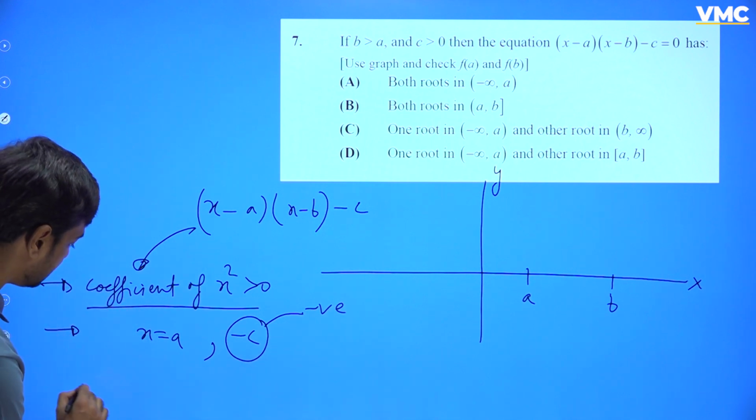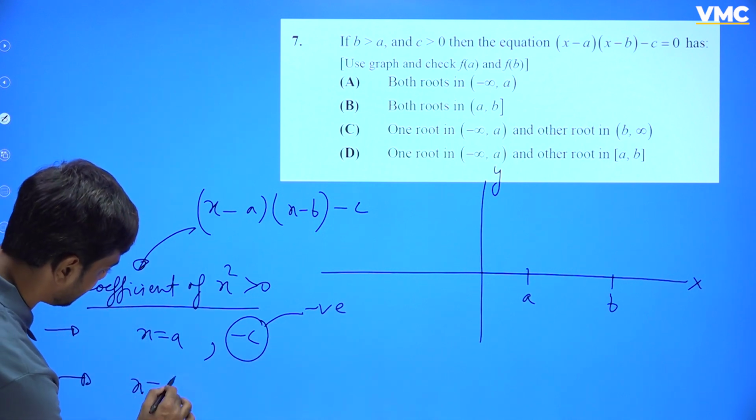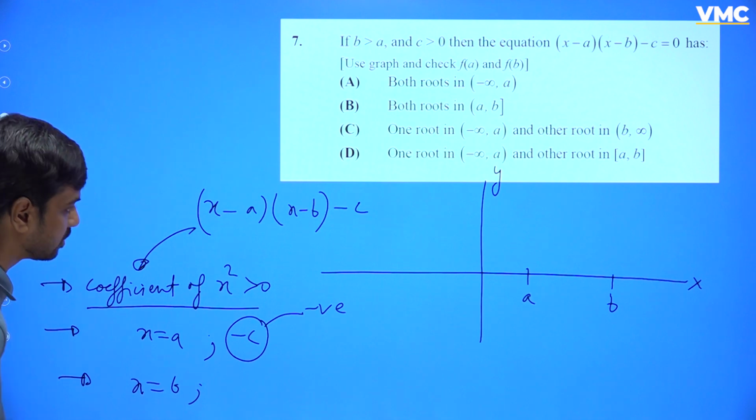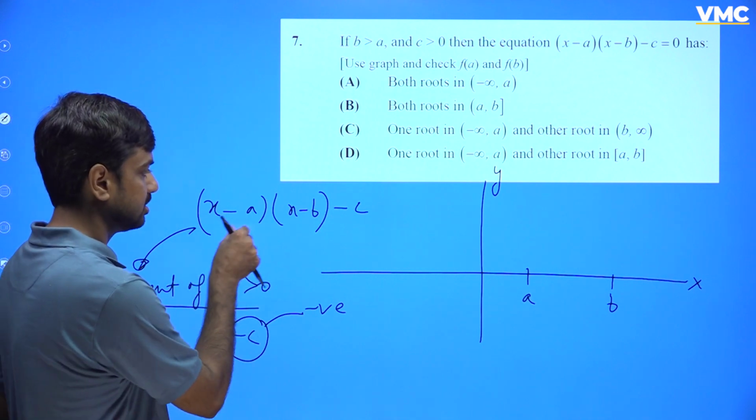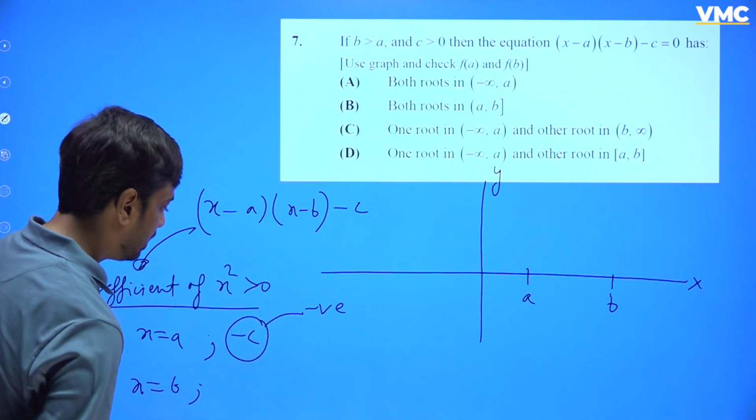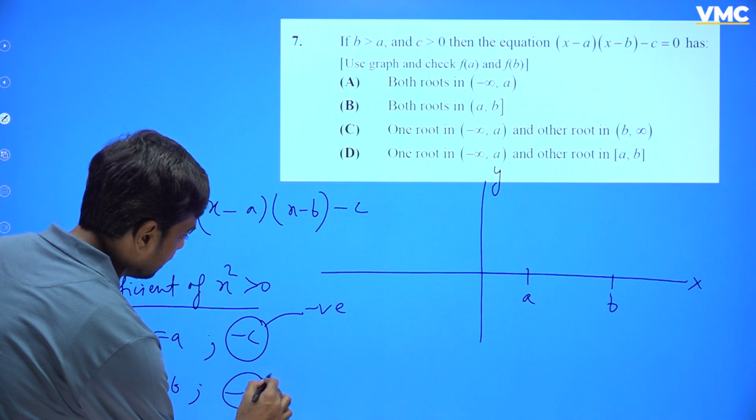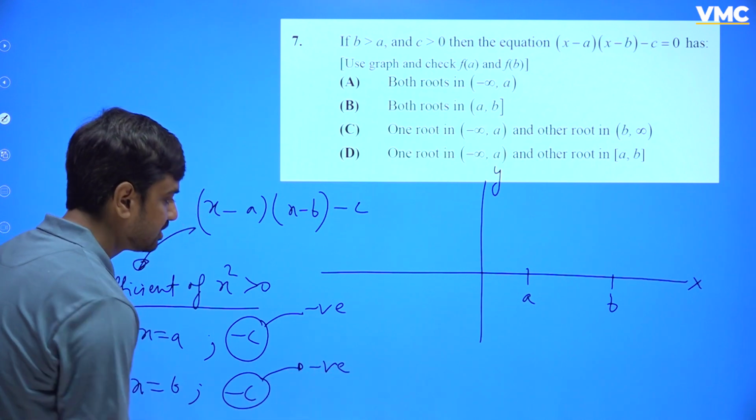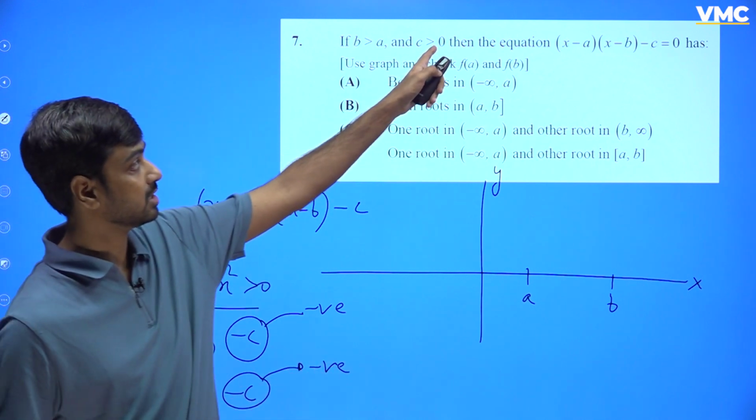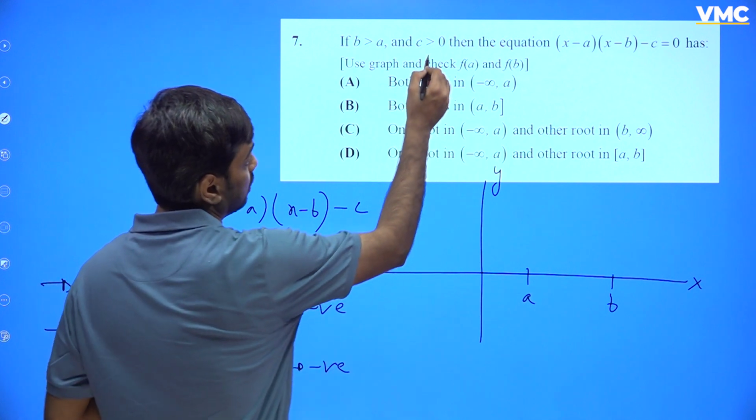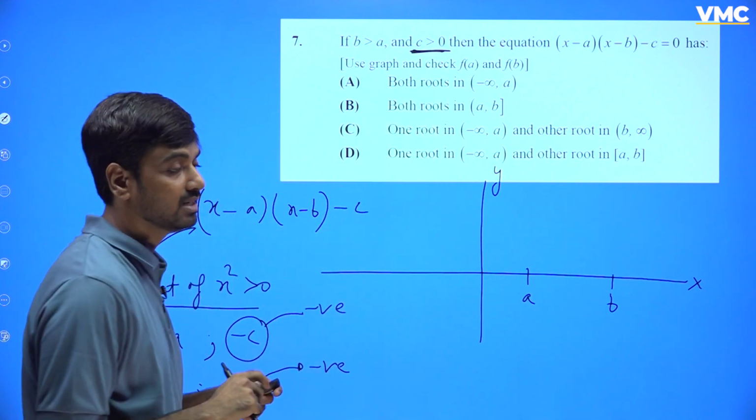Similarly, put x equal to b in this expression. Again this gets multiplied by 0, and again we're left with minus c, which is negative. Why is this negative? Because in the question it is given that c is greater than 0.